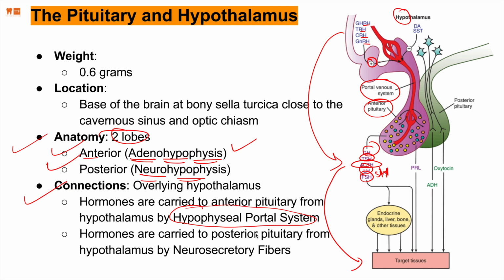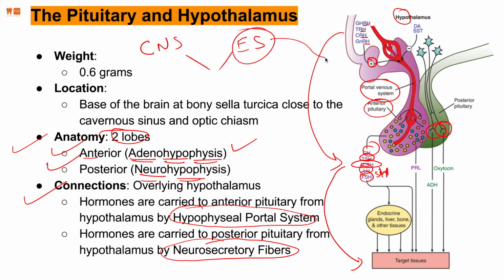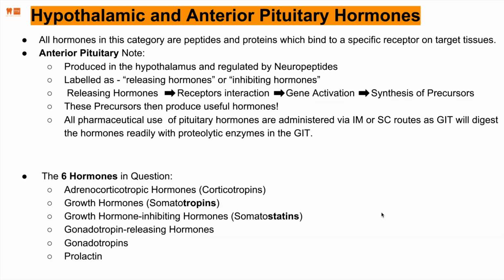And then hormones are carried to the posterior pituitary from hypothalamus again, and by neurosecretory fibers, it is released. Now, why does it say neuro? Because here is a neuron that is activated. That's why we said that the nervous system and the endocrine system are interlinked. Although primary function of the endocrine is via blood vessels, there is some component of neurons as well. And then of course they go to the target tissues. Great. Now let's talk about the actual hormones.